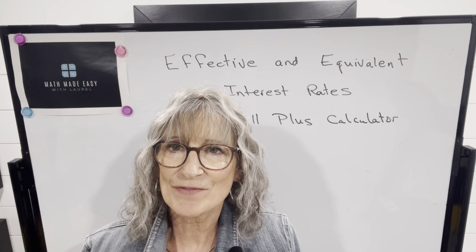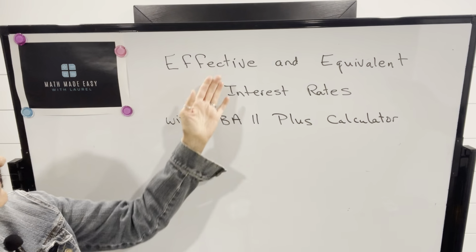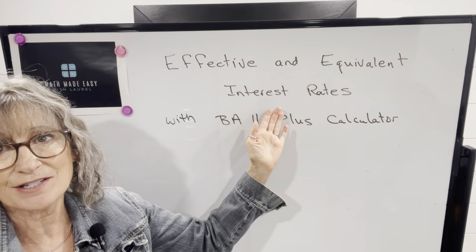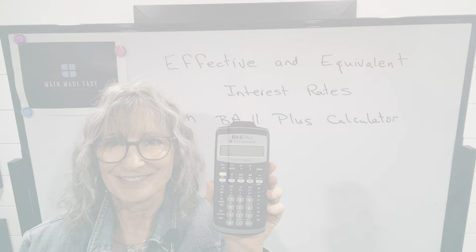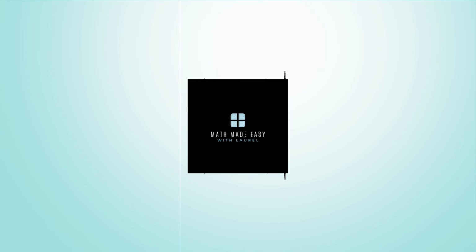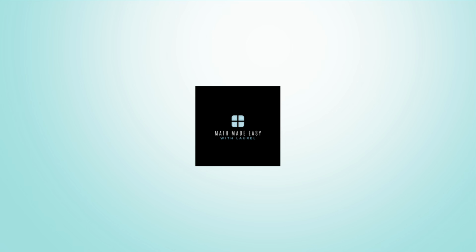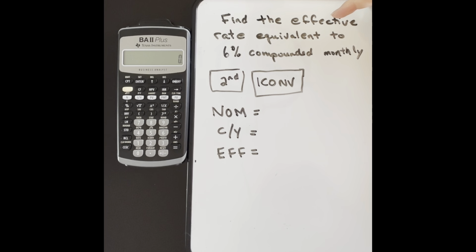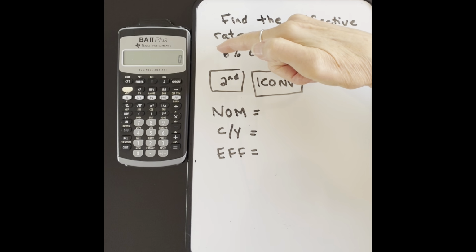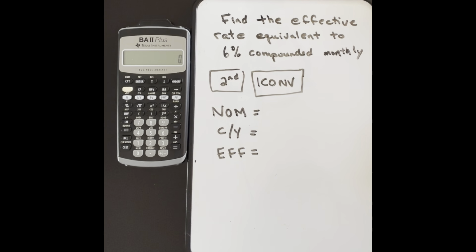I'm Laurel, and in this video we're going to talk about how we find effective and equivalent interest rates using the BA II Plus calculator. If you're asked to find the effective interest rate equivalent to a nominal interest rate, such as 6% compounded monthly, your calculator can do it for you.